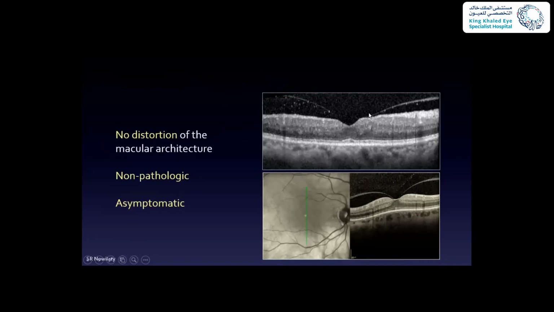Now, what would this be? You've got here the posterior vitreous face, which is elevated but still stuck to the fovea. There is no distortion of the retinal architecture. You can see that the layers have a nice stratification to them. This is not pathologic and usually is asymptomatic. What do we call this? This is very common. We see it. It's part of aging.